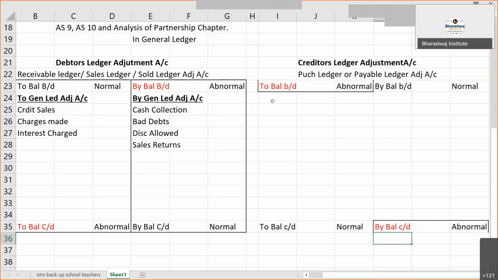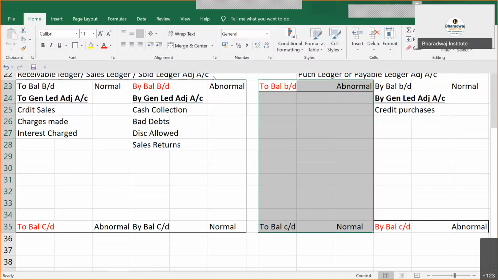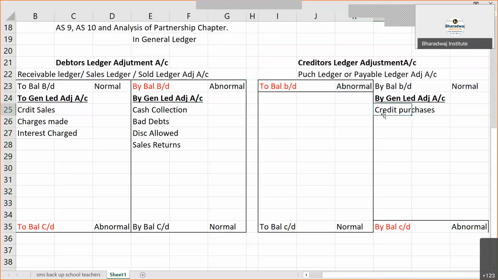Okay. Then what and all will come in the creditors account? Credit purchases. Then what and all will come in the credit side? Interest charged by creditors for overdue payment. It will be transferred to the general ledger adjustment account.